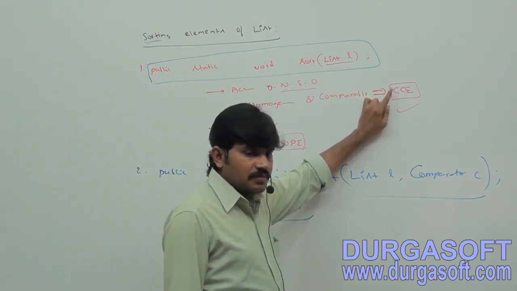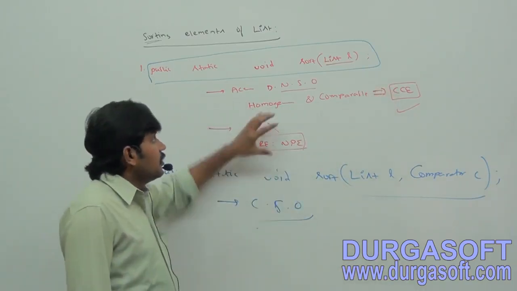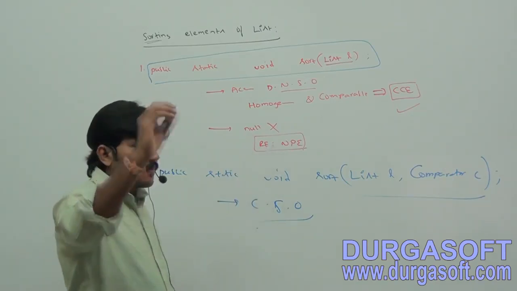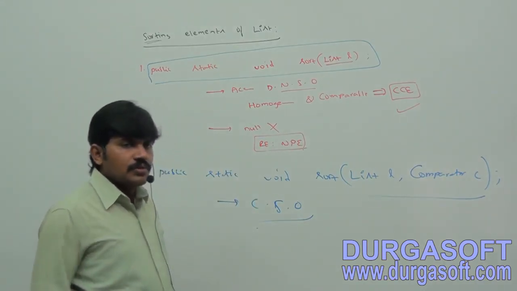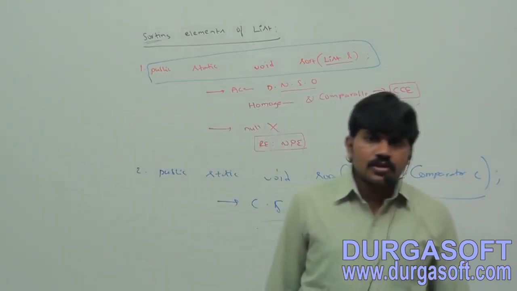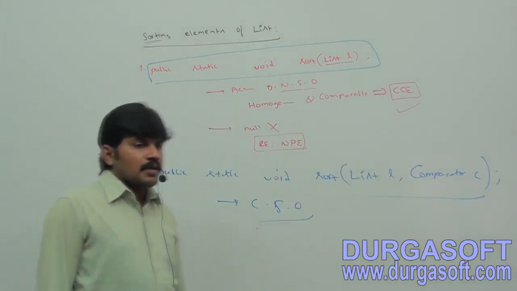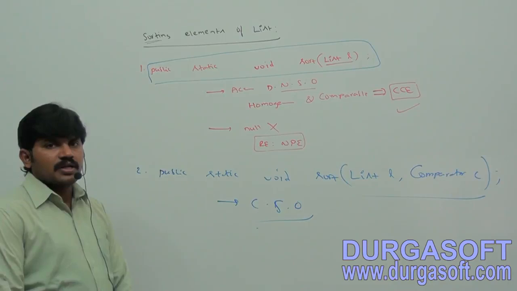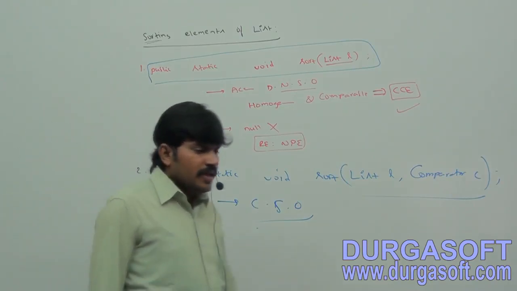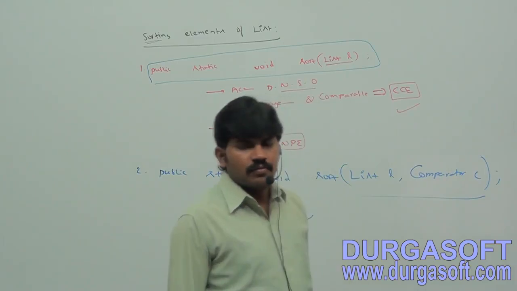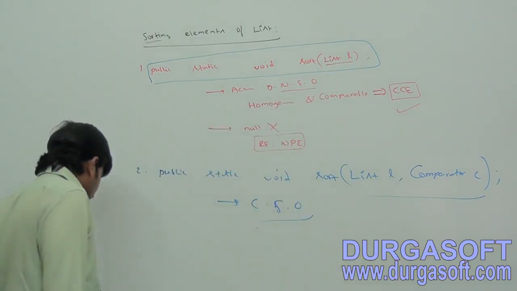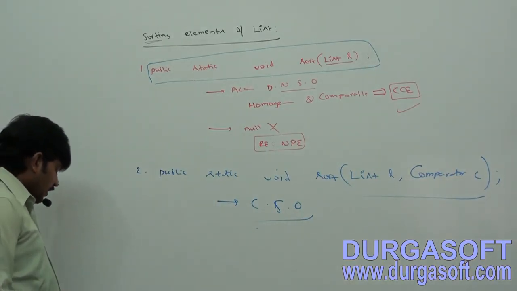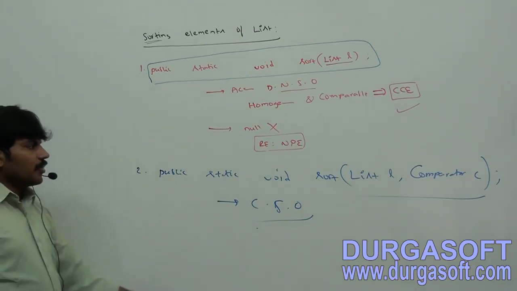Next, have you remembered one more point? The list should not contain null. Otherwise, we will get what? NullPointerException. Add: the list should not contain null, otherwise we will get NullPointerException.